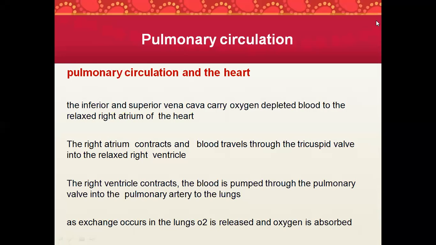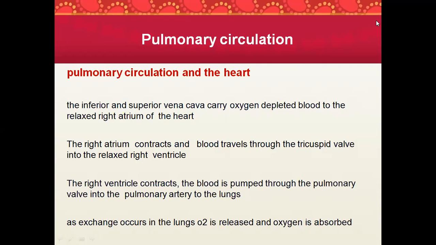And then the right atrium contracts, and the blood will travel from your tricuspid valve into the relaxed right ventricle. The right ventricle contracts, and then the blood is pumped through the pulmonary valve into the pulmonary artery and to the lungs. As gas exchange occurs in the lungs, CO2 is released and oxygen is absorbed.